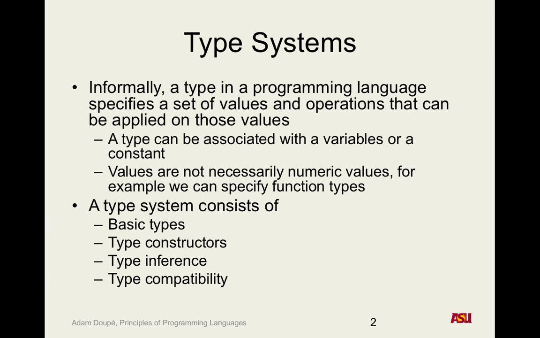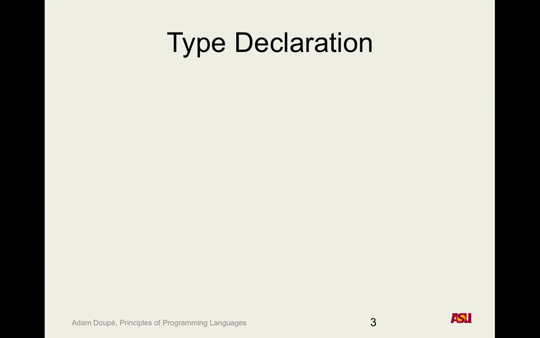And then a big thing here is, how does the language define type compatibility? So when are two types the same, and when is it going to give you an error and say, hey, this doesn't type check, this is wrong?